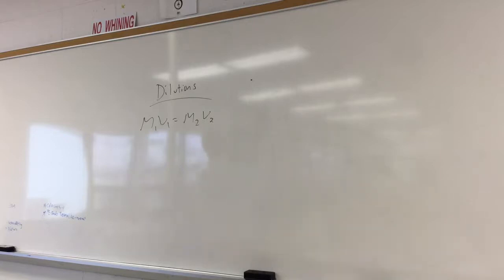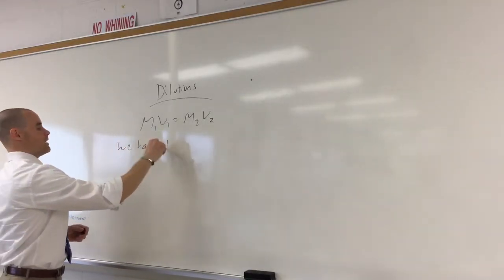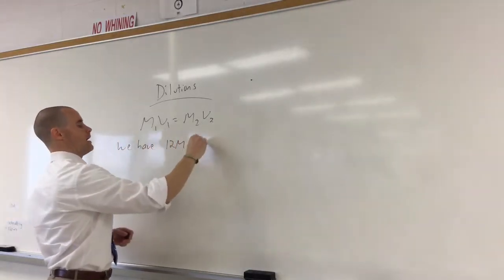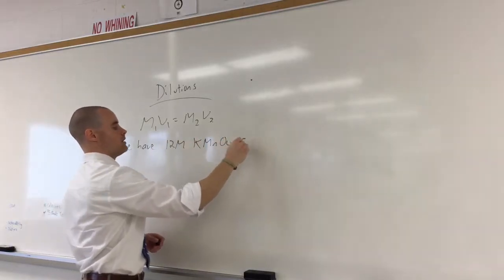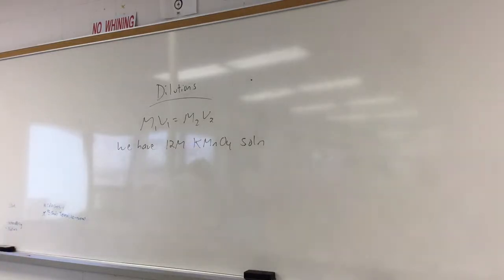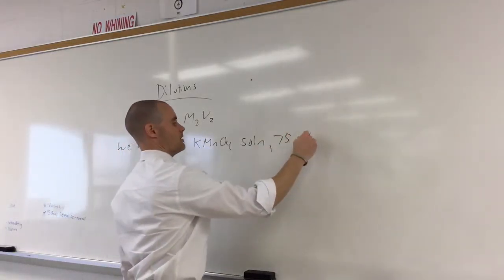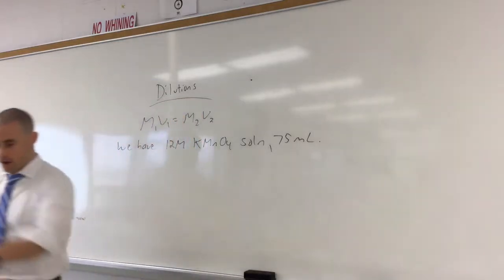Let's say the molarity is 12. Let's write this down. So let's say we have a 12 molar KMnO4 solution. That's what we have right there. And we'll just say we have 75 milliliters, right in that flask.